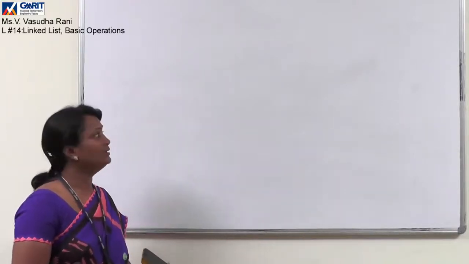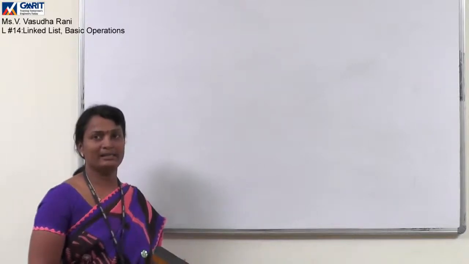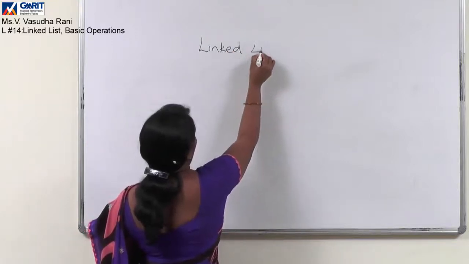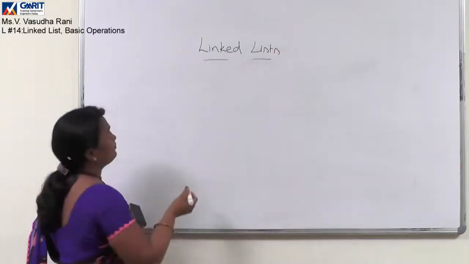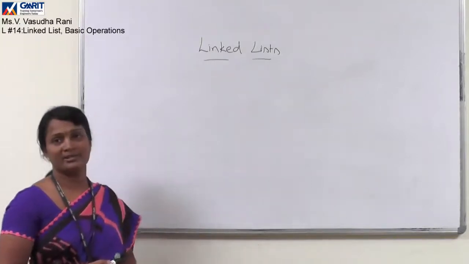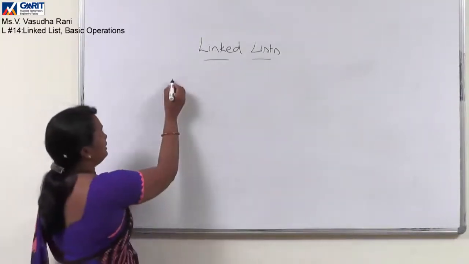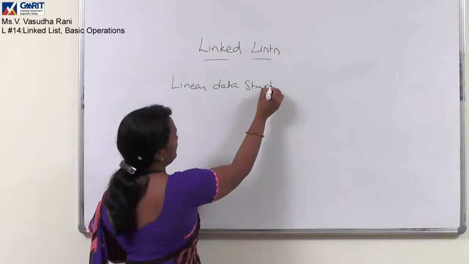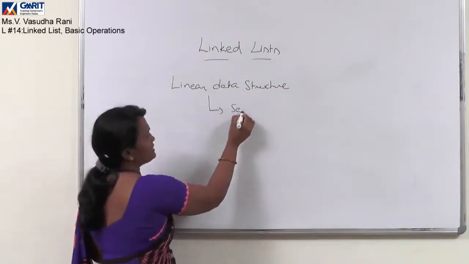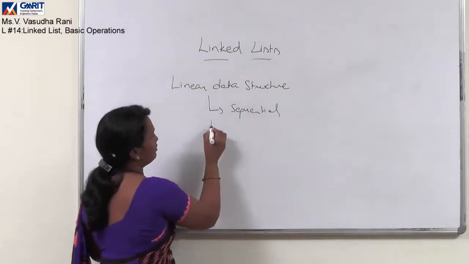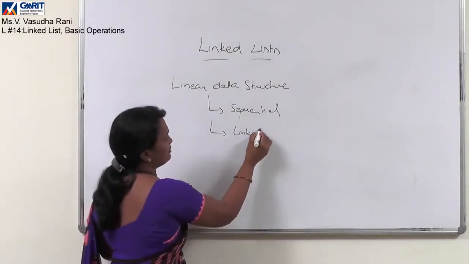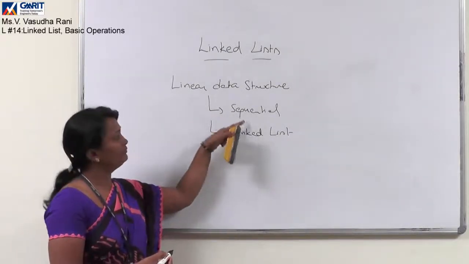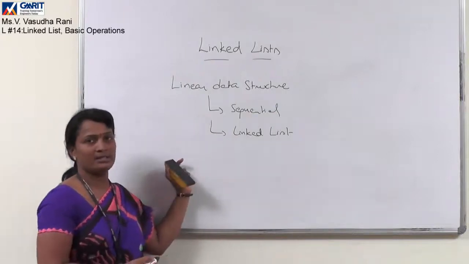Let us start with the second unit, a new topic, linked list. This is another category of data structures. Linear data structures we have already seen. In the category of linear data structures, we have sequential data structures and linked list data structures.